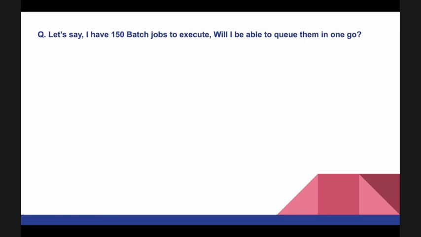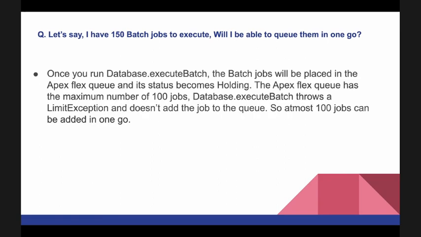So Database.executeBatch will throw a limit exception, and it will not add the jobs to the queue because it's at most 100. And this is when the Apex Flex queue is enabled. That time the limit is 100. But if the Apex Flex queue is not enabled in the org, then the concurrent limit is 5. That is what we need to remember. So we can never have 150 batch jobs to execute concurrently. Correct. Yes, the maximum is 100 jobs.